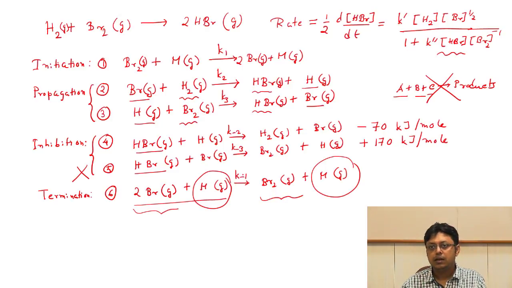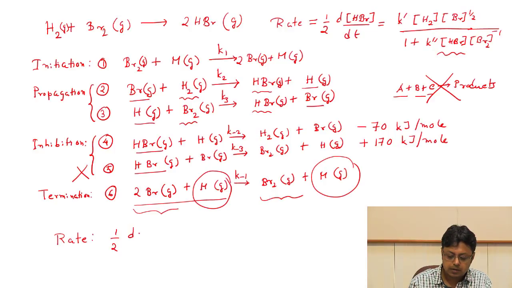So now let us make a rate law based on this mechanism using the steady state approximation of the intermediate radicals, and the radicals are the hydrogen radical and the bromine radical. And what is the rate of the reaction, by the way? The rate of the reaction is expressed as half dHBr dt.